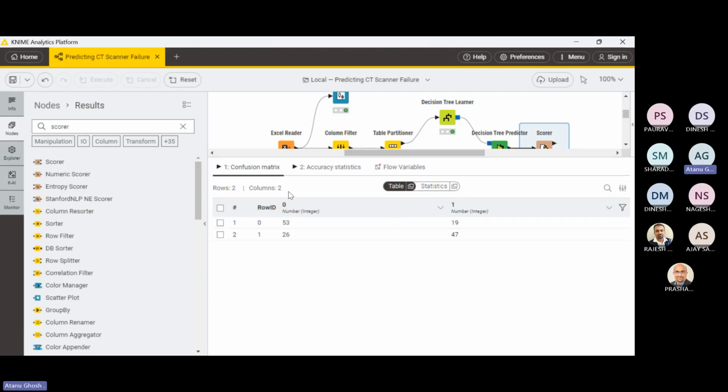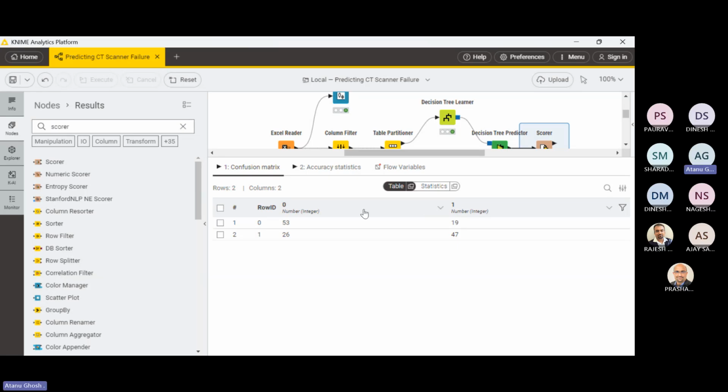So in KNIME, the verticals are the predicted ones and the horizontals are the actual ones. So 0 is not failure, 1 is failure. There are 53 cases where the model has predicted that the machine will not fail and the machine has not failed. But there are 26 cases where the model has predicted that the machine will not fail when the machine has actually failed. There are 47 cases where the model has predicted the machine will fail and the machine has actually failed. And there are 19 cases where the model has predicted the machine will fail, but the machine has not failed.